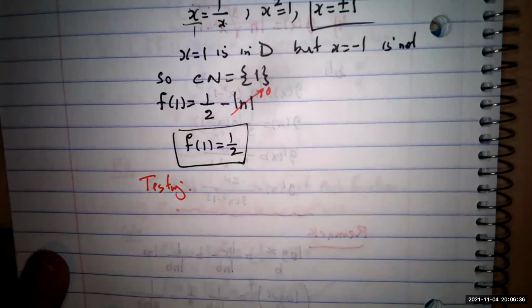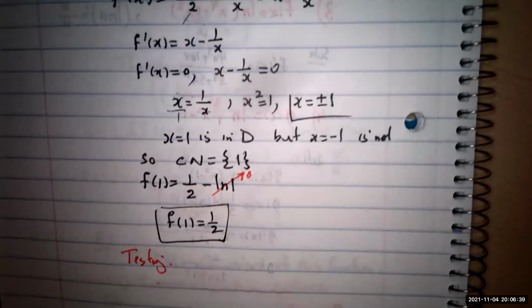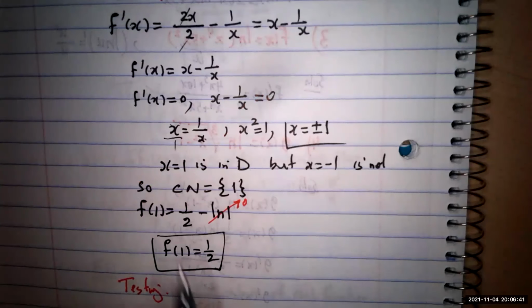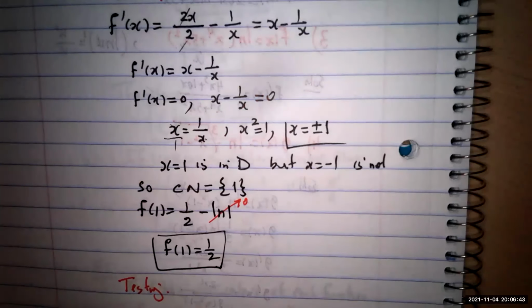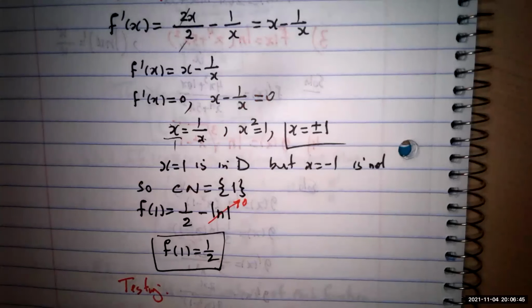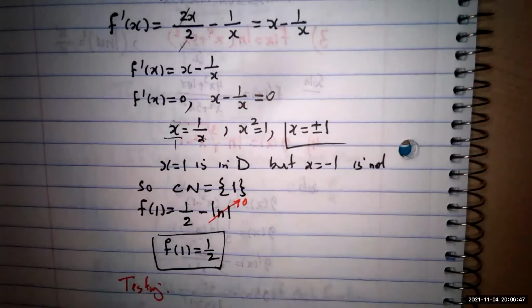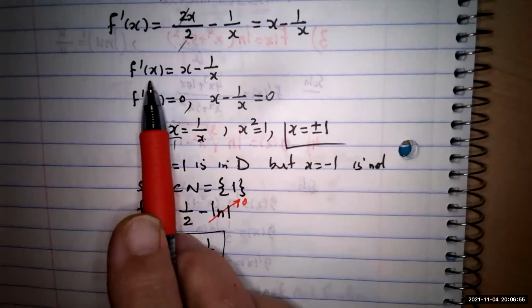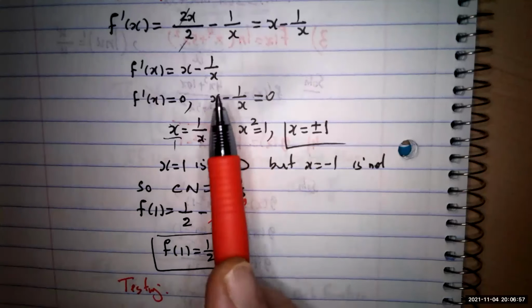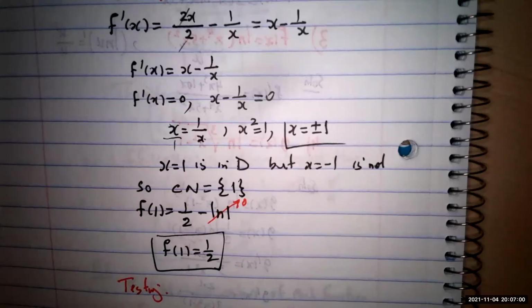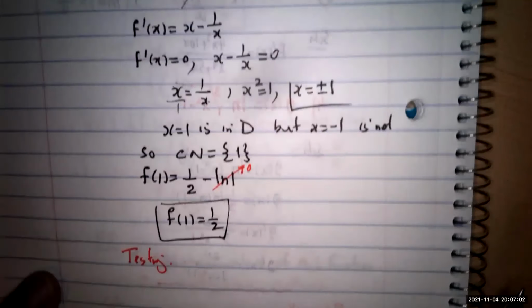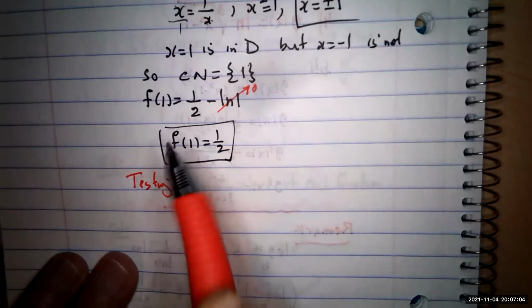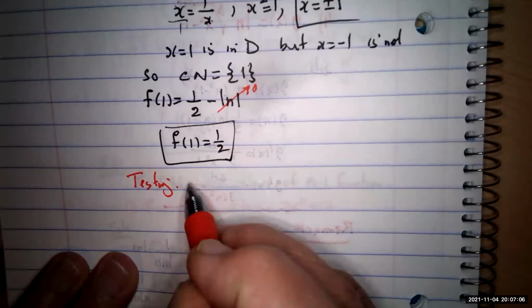Remember, look at your f prime. This is your f prime. If you want to do the second derivative test, you have to find the second derivative and check the concavity at x equal to 1. If you want to use the first derivative test, you have to draw a table and check the sign of f prime. I'm going to do the second one for this problem, but you can also do the first.